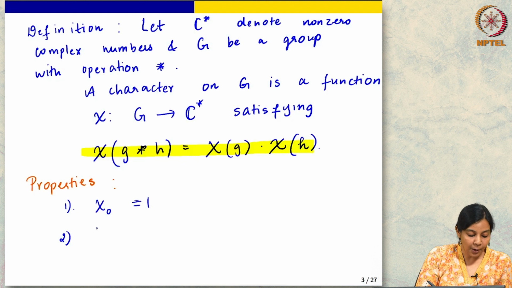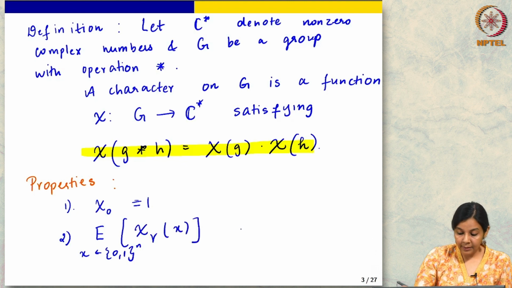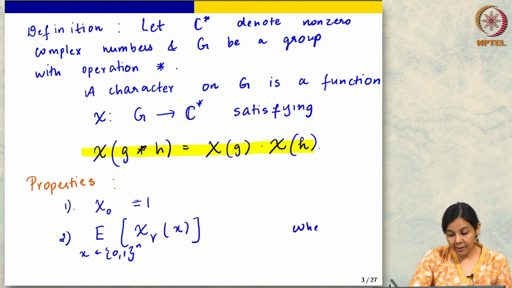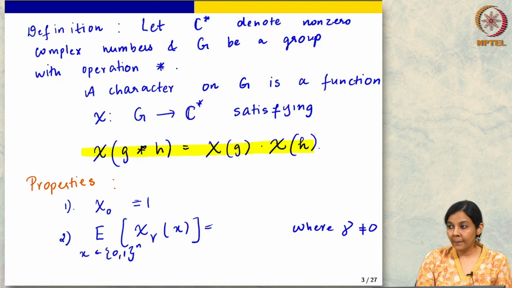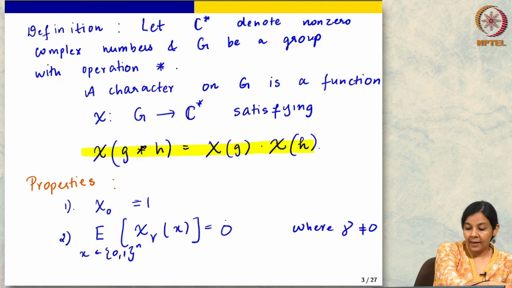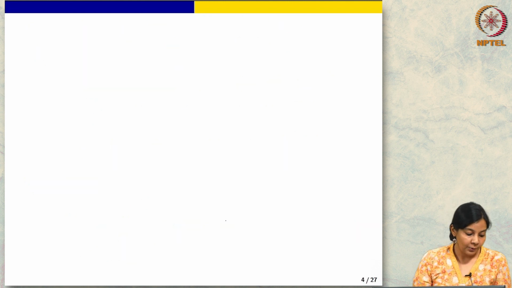So, this is just a basic property. The second property is the following. If I take the expectation over all x of chi gamma x, and here I am thinking of gamma not being equal to 0, can you tell me what is this expected value? We have seen this, it is 0, very good. I will not spend more time on it.